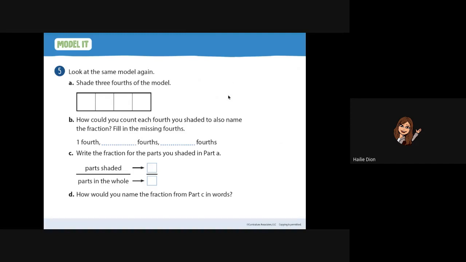So how could you count each fourth you shaded to also name the fraction? You could go 1/4, 2/4, 3/4, 4/4, or 1 whole.